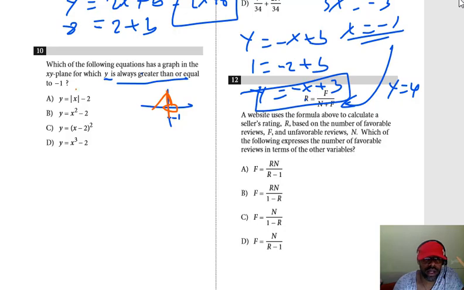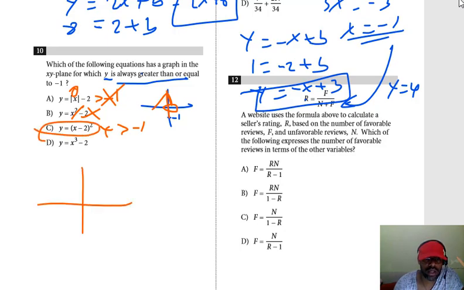Okay, when I plug in 0, the value of y will be minus 2. Is minus 2 greater than minus 1? No. Check the same thing here. Minus 2. No. Substitute 0 here. That becomes 4. Of course 4 is greater than minus 1. So this is the answer.